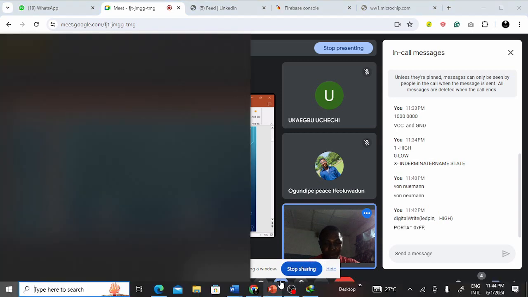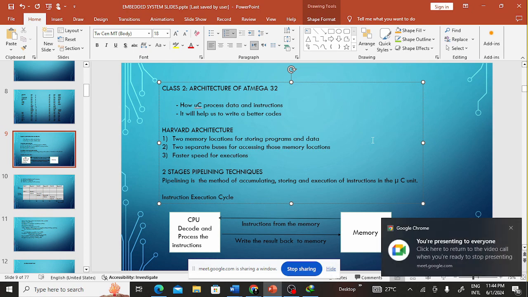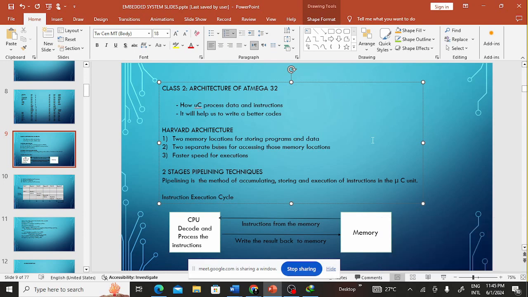Two-stage pipeline. Since we discovered that it takes 2 stages, pipelining is a method of accumulating, storing, and executing instructions on microcontroller units. So we are trying to develop a means: can we speed up this microcontroller? Can we get something done as fast as possible? If we just look at the word pipeline, basically it means that you line 2 things together. You want to do 2 things simultaneously. Something is lining against something, pipelining. You channel something in a certain way. That's what it simply means.